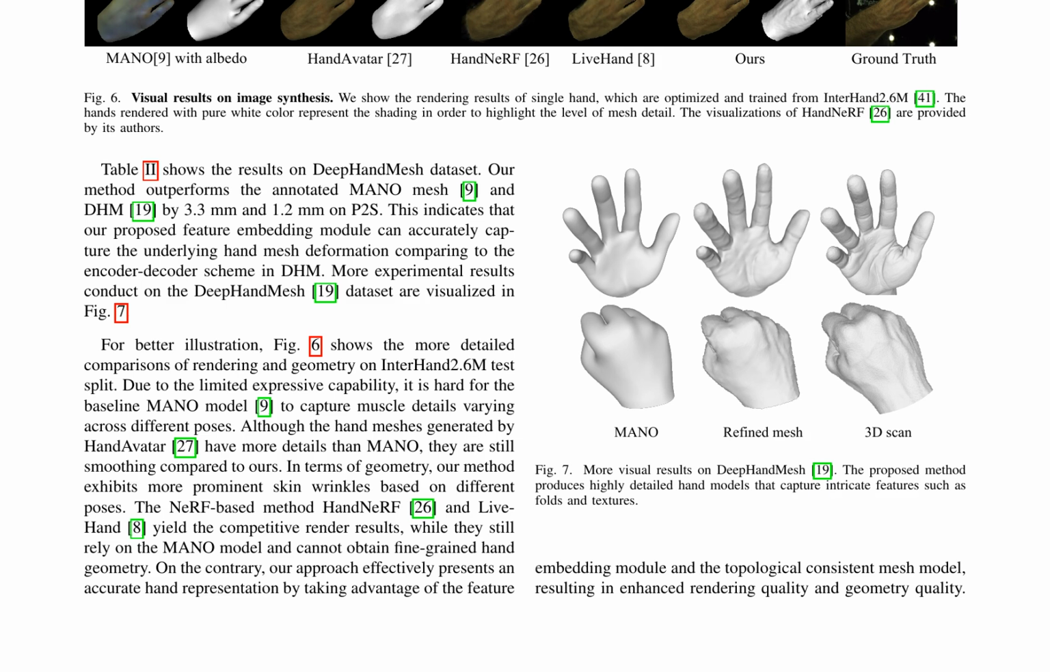In contrast, the baseline methods, such as mono and hand avatar, exhibit limited expressive capability and smoothing effects, respectively. Hand NARF and live hand yield competitive render results but rely on the mono model and cannot obtain fine-grained hand geometry. The results demonstrate the effectiveness of the proposed method in capturing accurate hand representation, outperforming state-of-the-art methods on the DeepHandMesh dataset. The method's ability to produce highly detailed hand models with intricate features makes it a valuable contribution to the field of hand modeling and image synthesis.